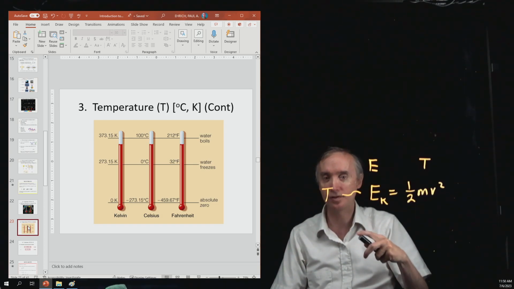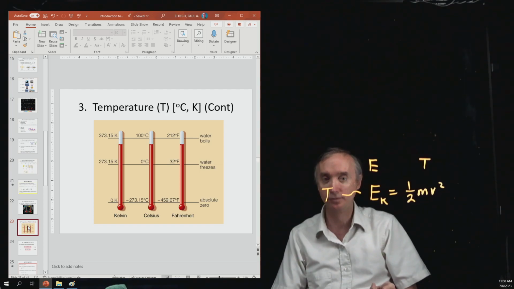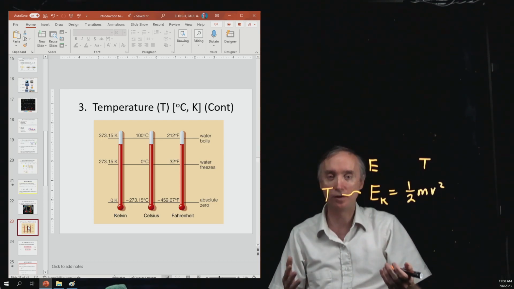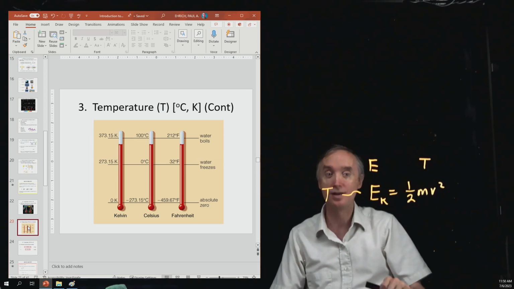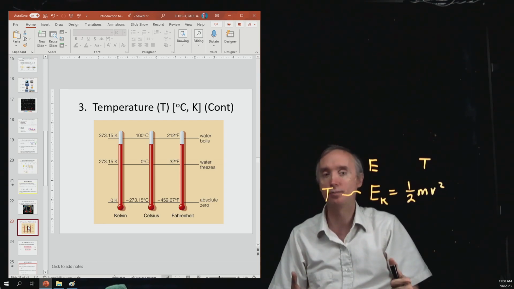But then along comes the metric system. In the metric system, things are based on the number 10. So they said, let's start over again, and let's call the freezing point of water 0, and the boiling point of water 100 on this new scale that we're going to invent, and we're going to call it the Celsius scale, or centigrade. So it's the same thing, Celsius, centigrade. Again, it's based on the number 10, so it's metric.